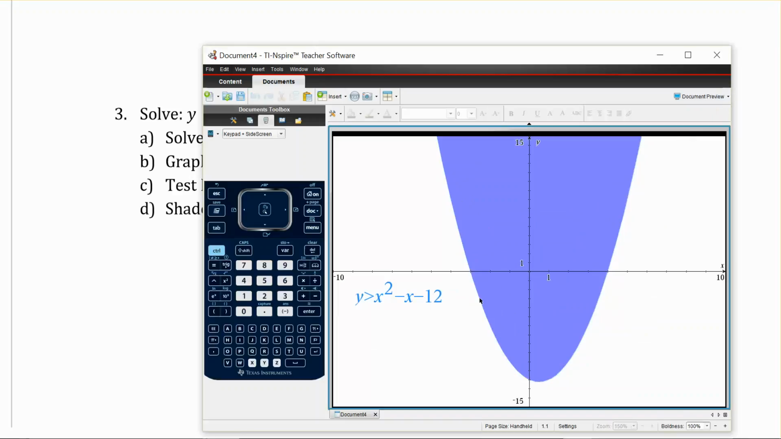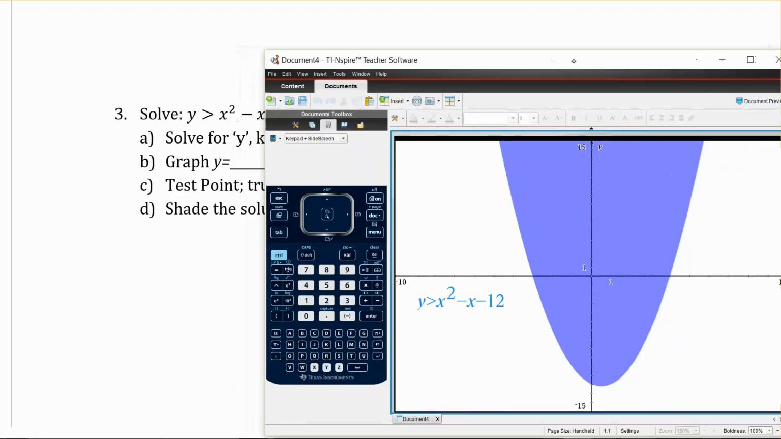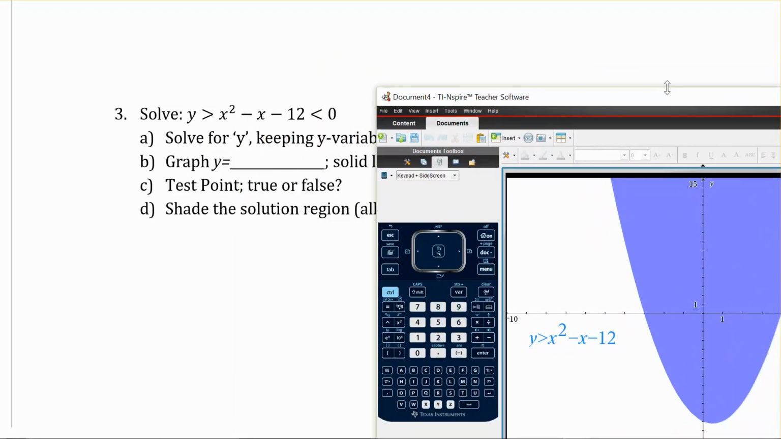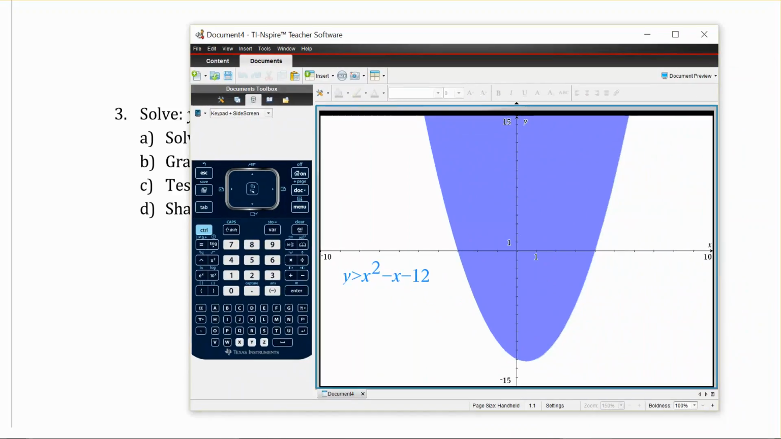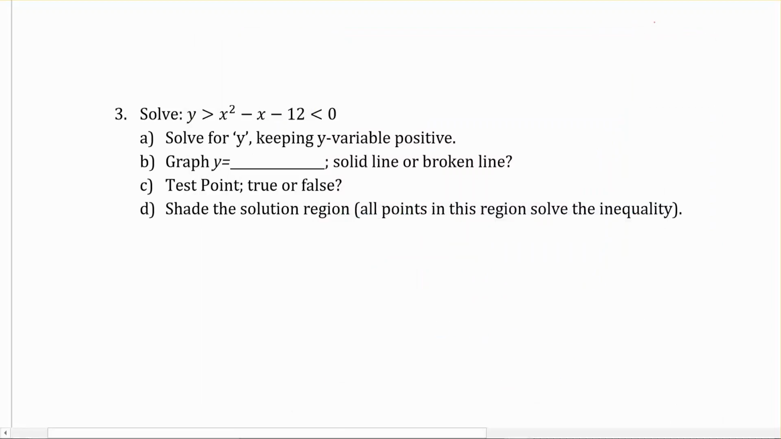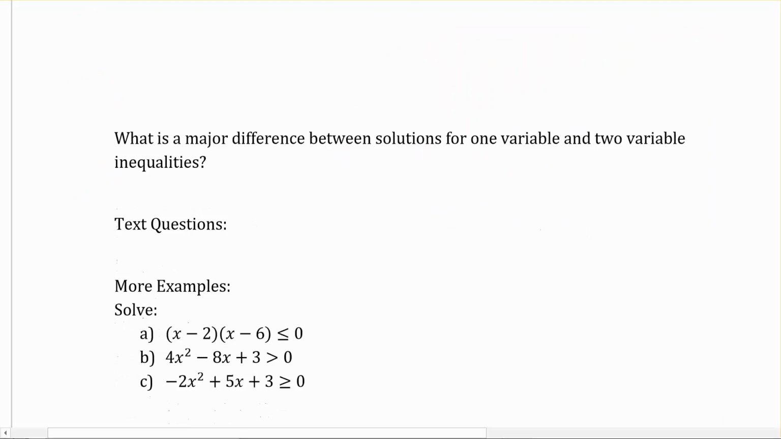Okay. So y is greater than, so that's the shaded area, right? But then the next part says that this is less than 0. So what we're really interested in then is everything below the x-axis. So it's the shaded area inside the parabola, but below the x-axis, because this is all less than 0. So that's what that means. Okay, so I'll let you guys go ahead and do that question as well.